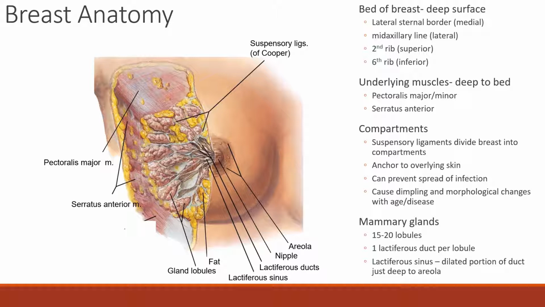The glandular tissue is divided up into various lobes and lobules, each of which drains into a lactiferous duct. And at the distal end of the lactiferous duct is a small enlargement called the lactiferous sinus, which is found immediately deep to the nipple.